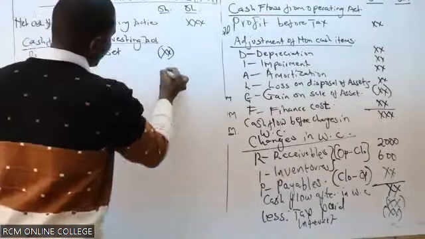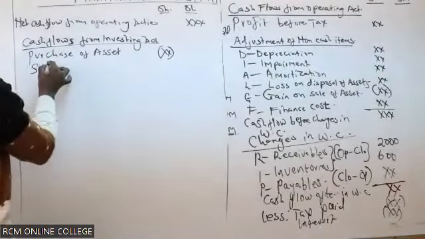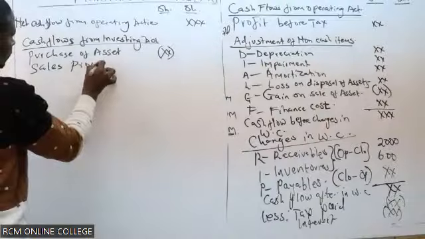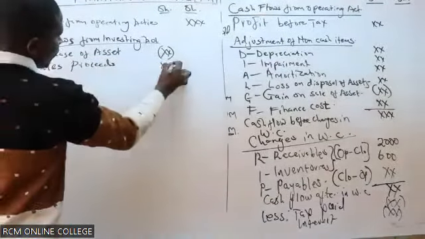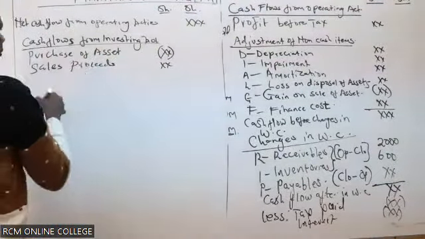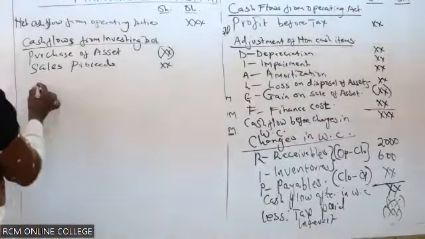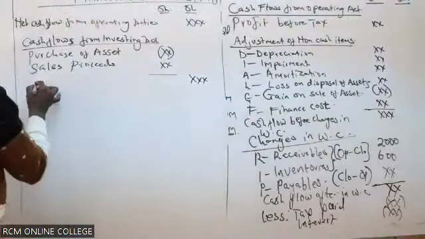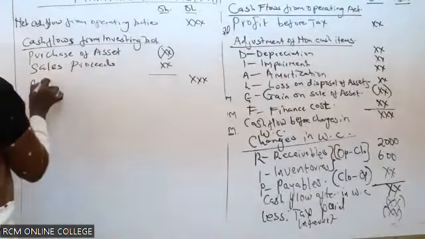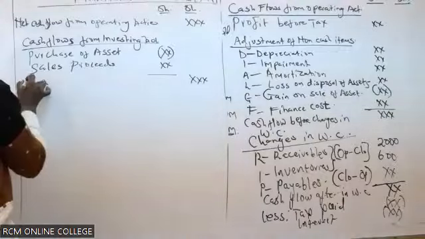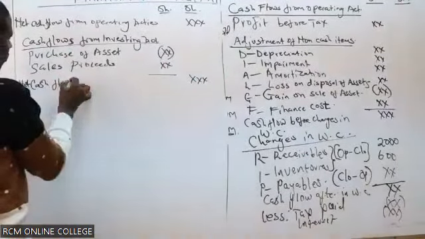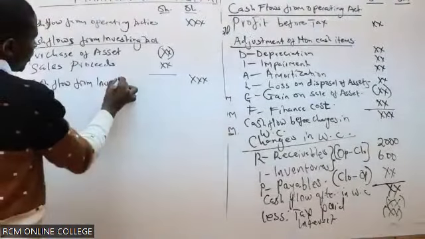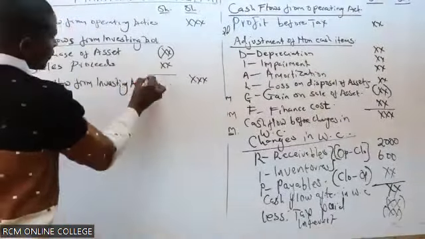Our cash has reduced. Sale of asset or sale profit. I'll call it sale profit. Our cash may increase, and so on and so on. And then you can have your total there. You can call it cash flow, net cash flow from investing activities.